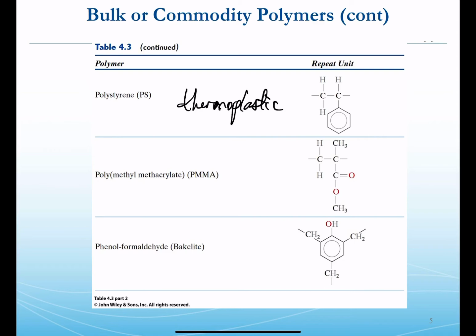Polymethyl methacrylate, the polymer used in plexiglass or plastic windows. Again, only a linear covalent repeating pattern occurs here with no covalent bonding to the neighboring chain. So again, a thermoplastic.